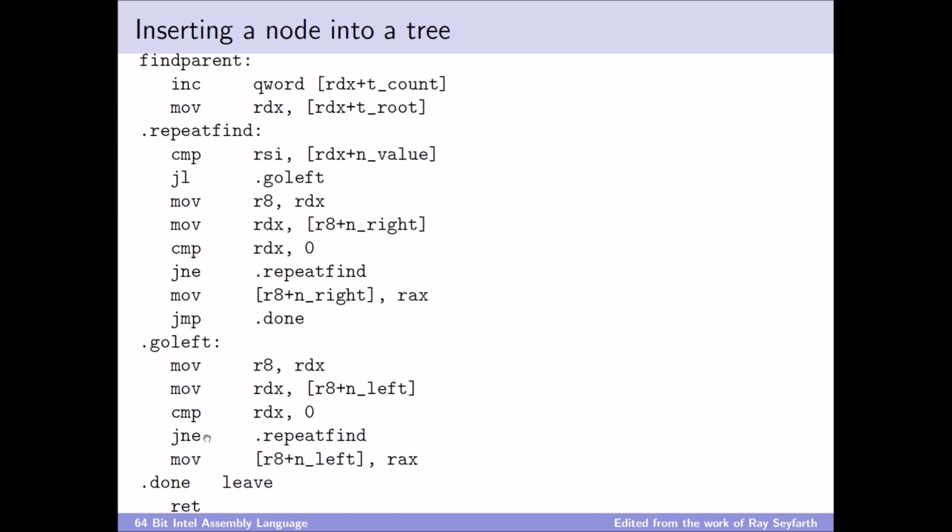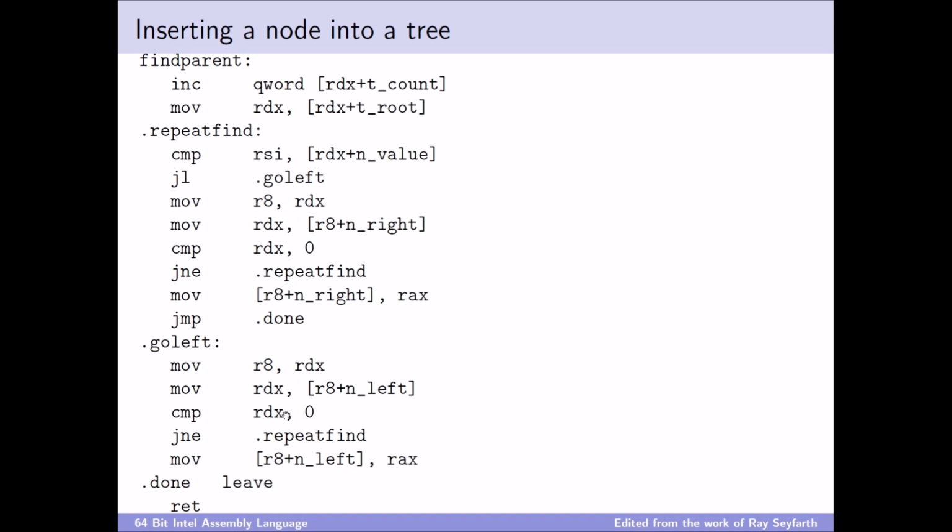Then this jump will not happen because RDX is equal to 0. And then all we have to do is move RAX, which will contain the pointer to our newly created node, into the left member variable of the current node that we are looking into. So we've basically fitted it in the left child of a node that is present in the tree, where that current node didn't actually have a left child. So we found an open space to insert our new item.